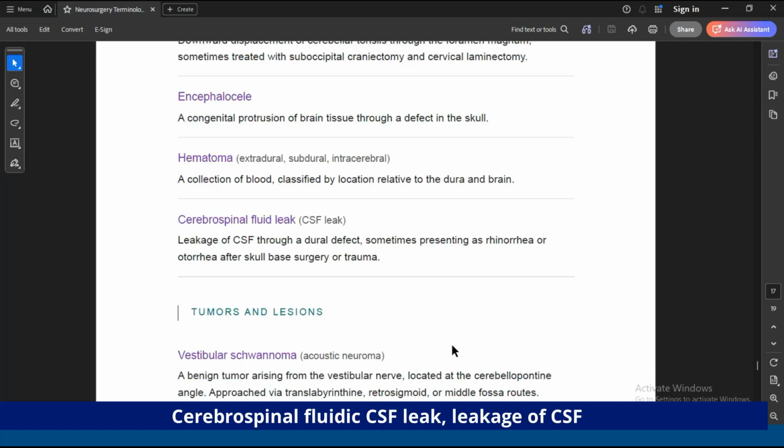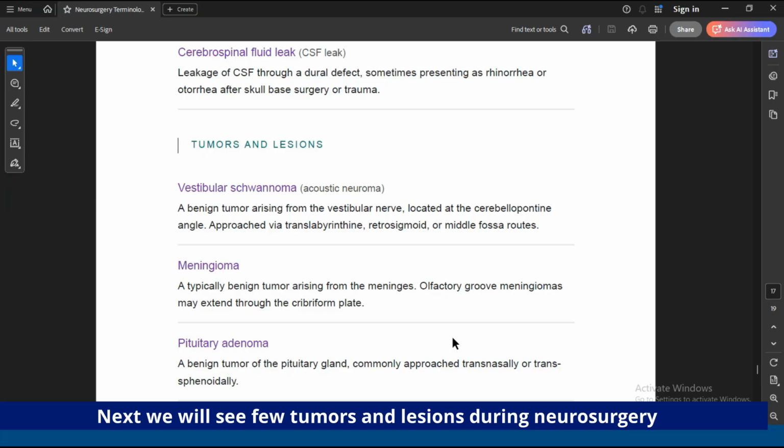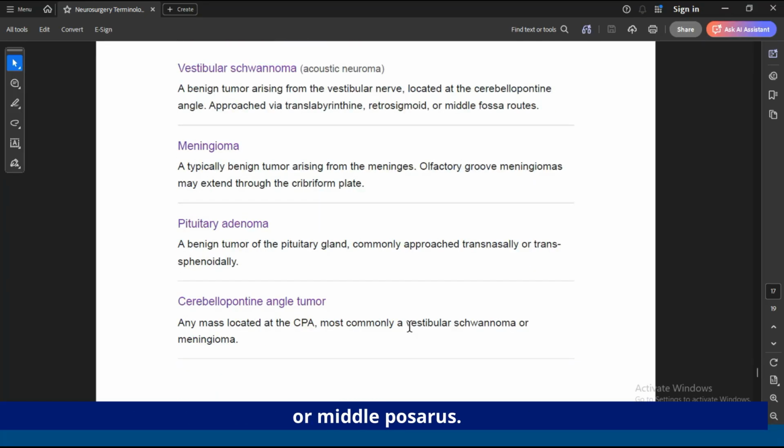Cerebrospinal fluid, CSF leak, leakage of CSF through dural defects, sometimes presenting as rhinorrhea or otorrhea after skull base surgery or trauma. Next, we will see few tumors and lesions during neurosurgery coding. So, vestibular schwannoma, acoustic neuroma. Other name for vestibular schwannoma is acoustic neuroma. So a benign tumor arising from the vestibular nerve located at the cerebellopontine angle approached by a translabyrinthine, retrosigmoid or middle fossa.